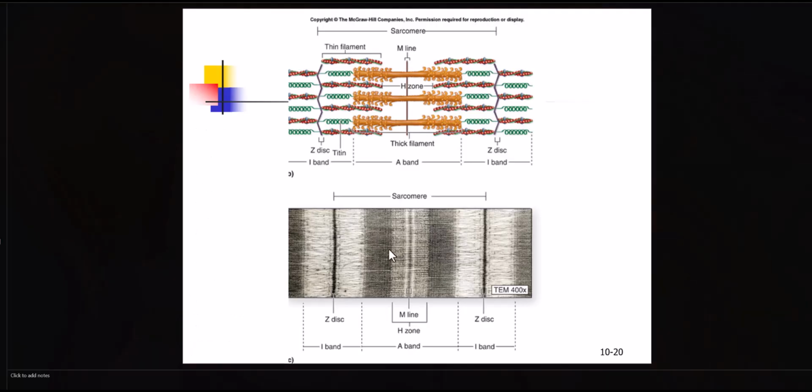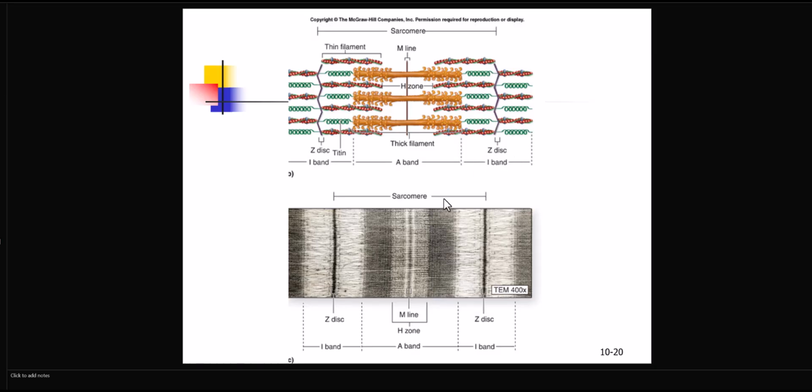Going back to the PowerPoint slides for a moment, I've got 3 or 4 pictures here that give you a static appreciation of how the sarcomere works. Again, we see the sarcomere here drawn out. We see the overlapping thick and thin filaments. We see the A band labeled, the I band labeled.